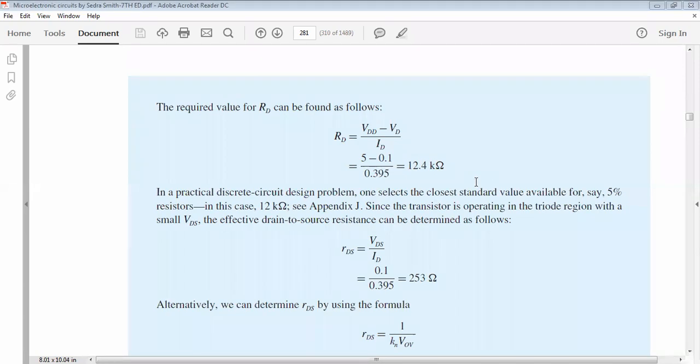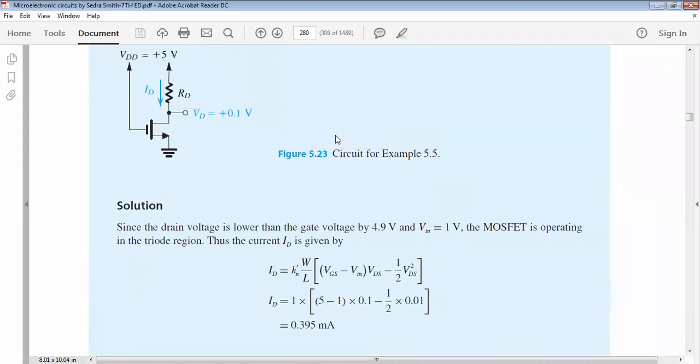12.4K and 253. One resistor is the RD resistor, equal to 12.4K. Then this other one is the effective resistance between drain and source. This is the drain terminal, and this is the source terminal, and this is the effective resistance. Small rds is equal to VDS by ID, that is equal to 253 ohms.